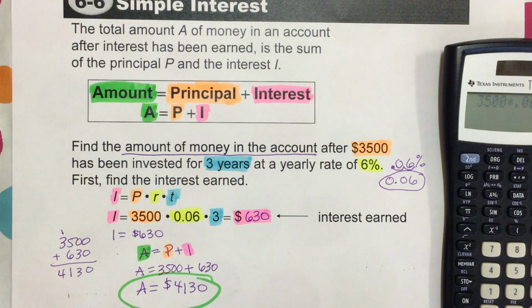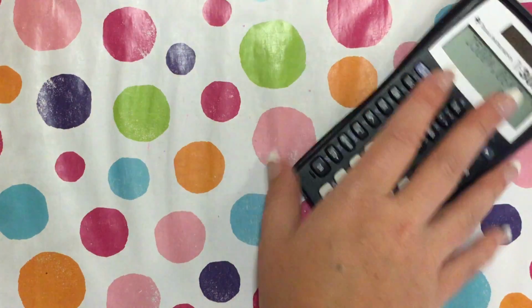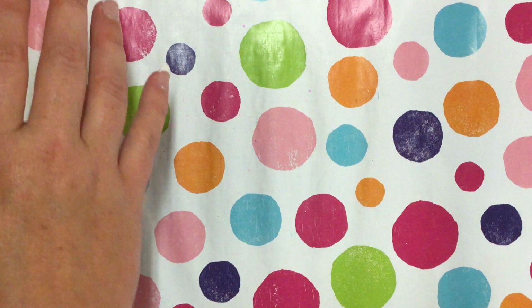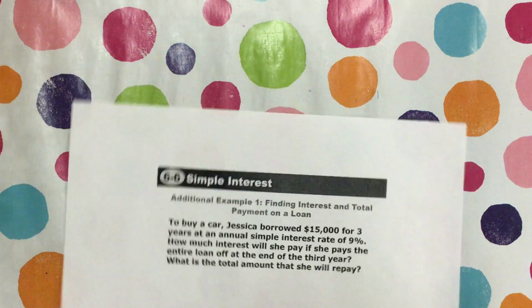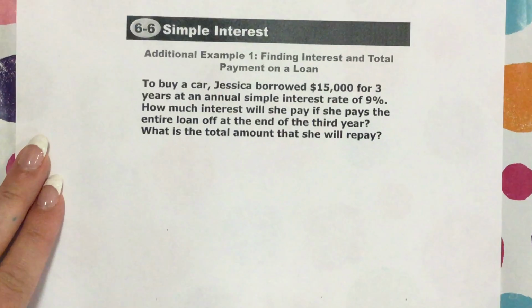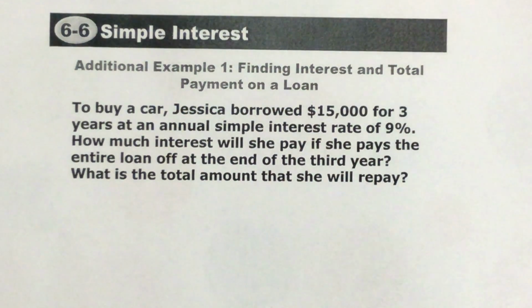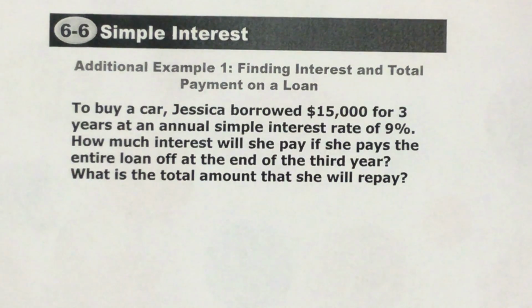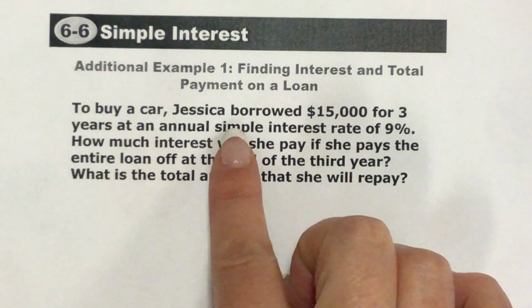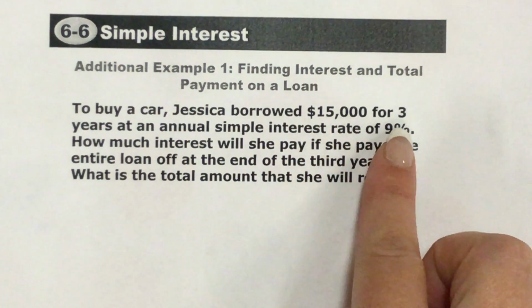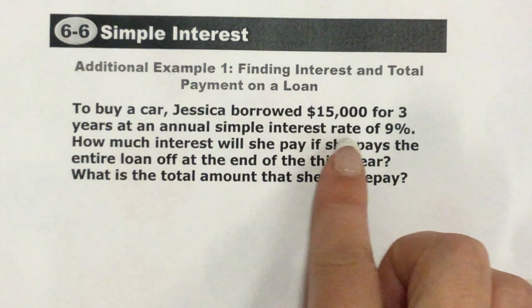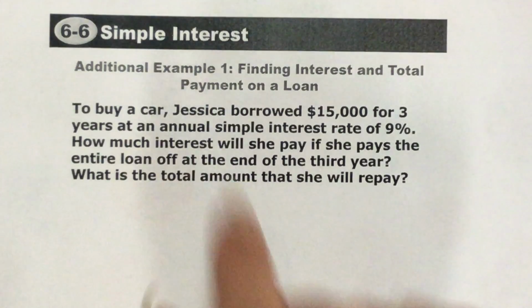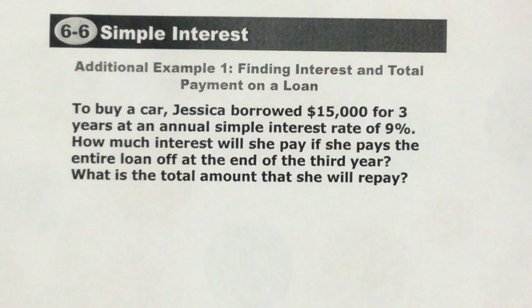Okay, let's go ahead and look at a couple different examples of how this works. Let's see here. We're going to turn the page and look at example 1. Example 1 is finding interest and total payment on a loan. To buy a car, Jessica borrowed $15,000 for 3 years at an annual simple interest rate of 9%. How much interest will she pay if she pays the entire loan off at the end of the 3rd year?